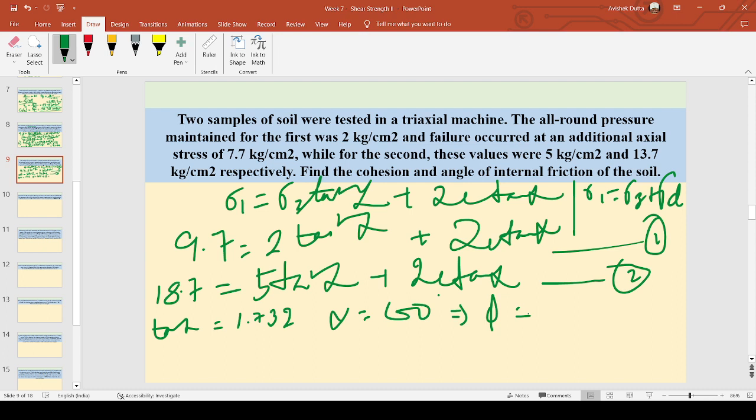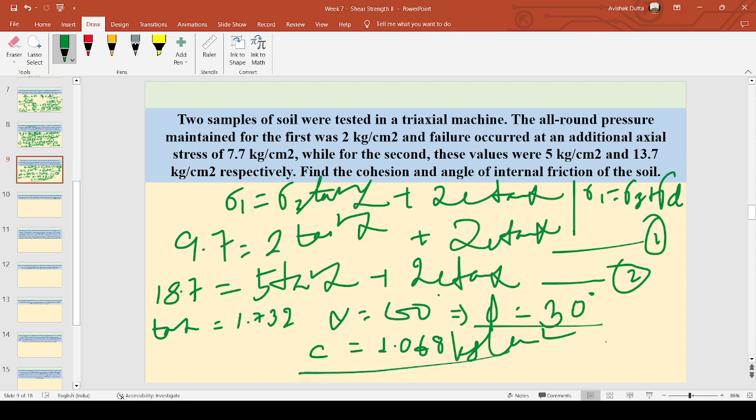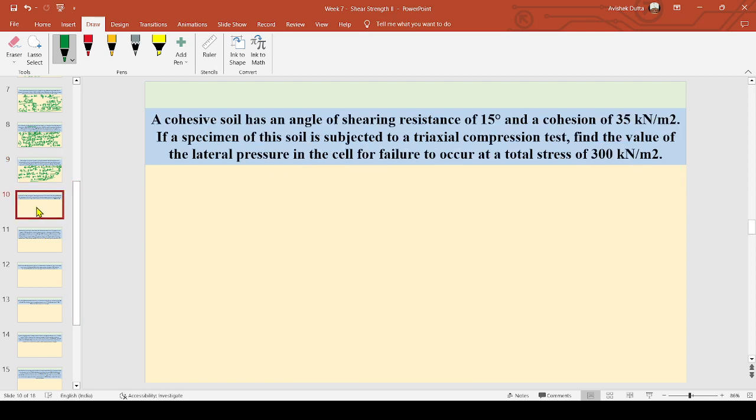Phi equals alpha minus 45, that is 2 into 15, 30. Yes, 30 degree. Phi equals 30 degree, and corresponding the value of C, if we place alpha, we get approximately 1.068. If you place in any equation 1 or 2, 1.068 kg per centimeter square. So this is the value of C and the value of phi, the angle of internal friction. I hope it is clear. I go to the next question.